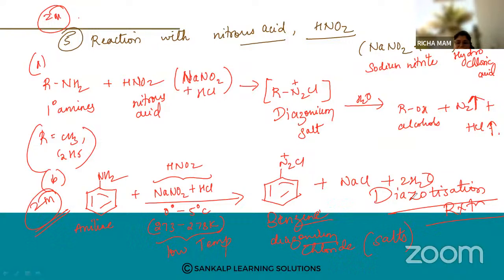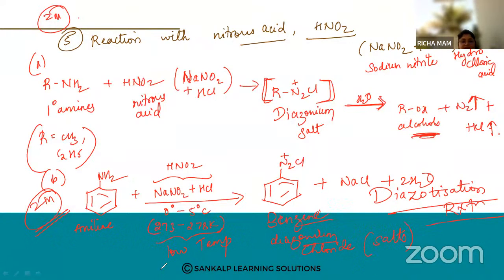Diazotization reaction. What we have done is taken a primary aromatic amine and reacted it with nitrous acid, and we got benzene diazonium chloride. This reaction is called the diazotization reaction. With aliphatic amines, the intermediate we get is a diazonium salt. Further, when we do hydrolysis, we get alcohol. So these are the reactions.